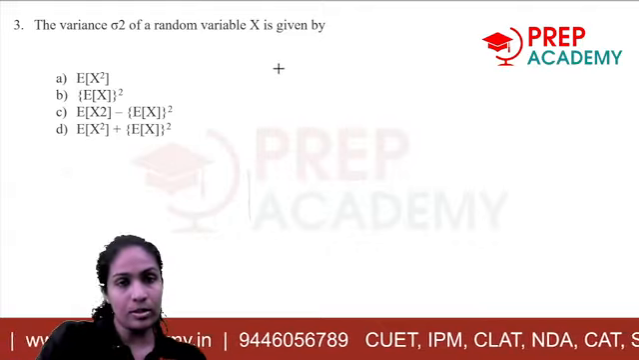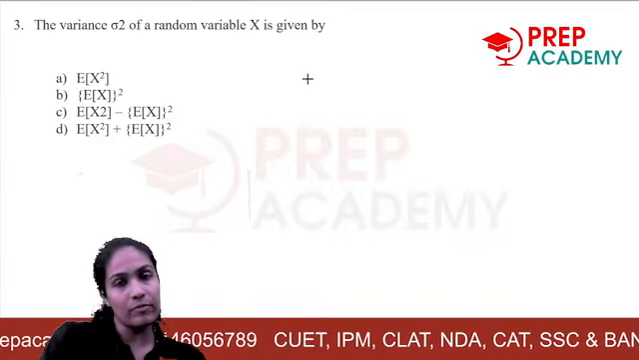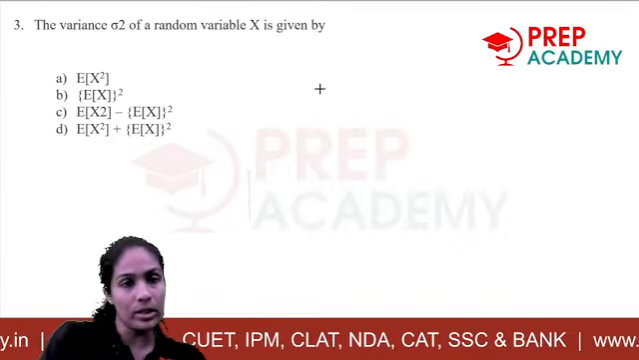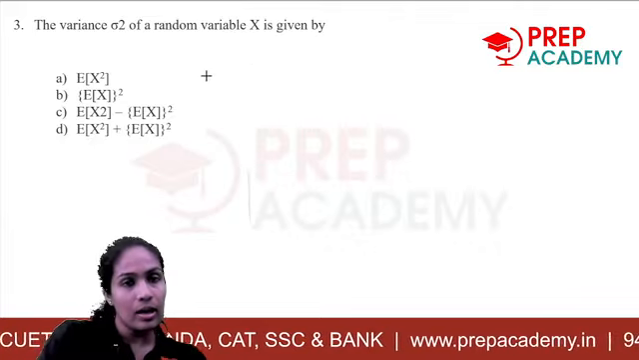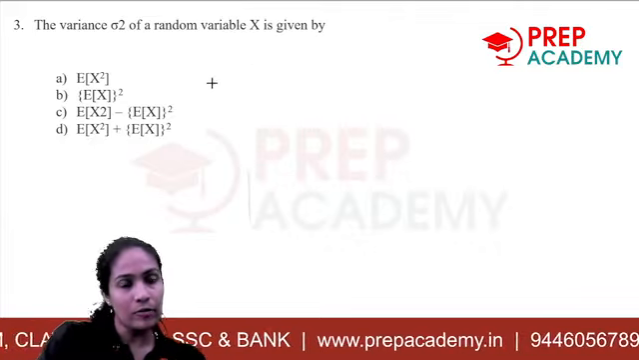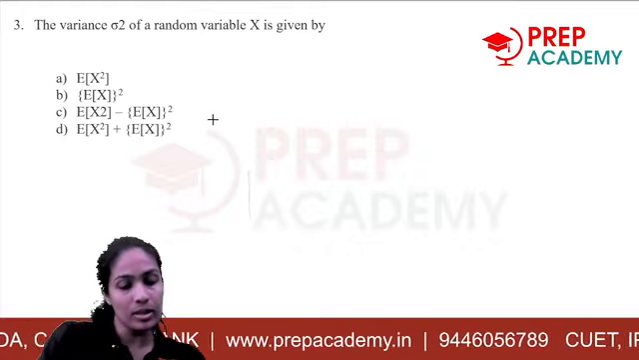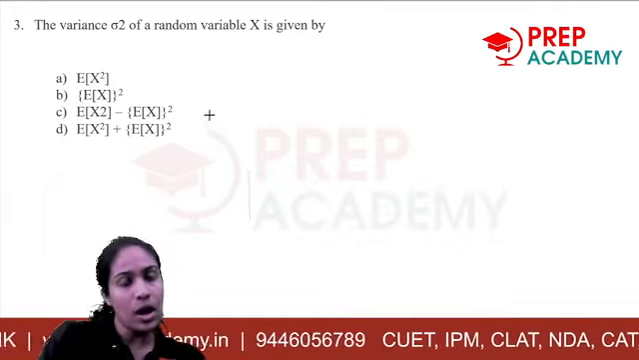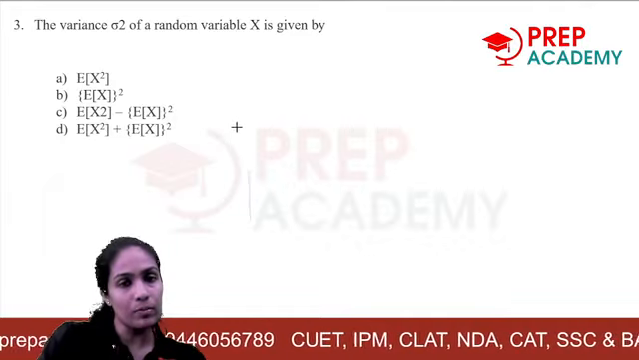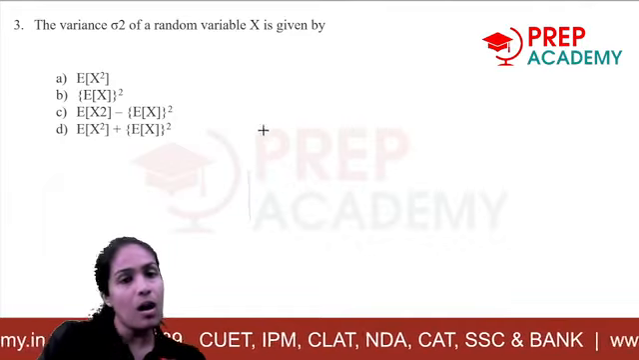Now the next question: variance sigma square of a random variable x is given by option A, expectation of x square, meaning expectation of x square. Option B is expectation of x the whole square. Option C, expectation of x square minus expectation of x the whole square. Option D, expectation of x square plus expectation of x the whole square.